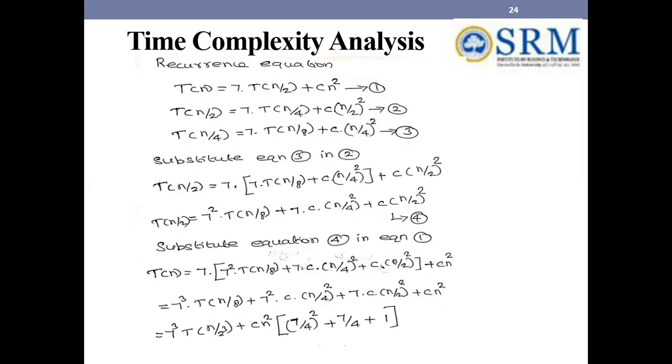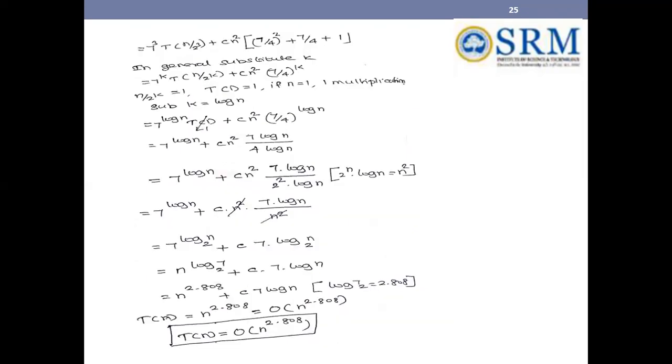In general we can substitute k. Like that it will go 7 power 3, 7 power 4, 7 power 5. So in general, 7 power k T of n by 2 power k plus C n square into summation of 7 by 4 power k. And we know the relation n by 2 power k equals 1, so substitute k equal to log n. So 7 power log n plus C n square times the sum of 7 by 4 power log n.